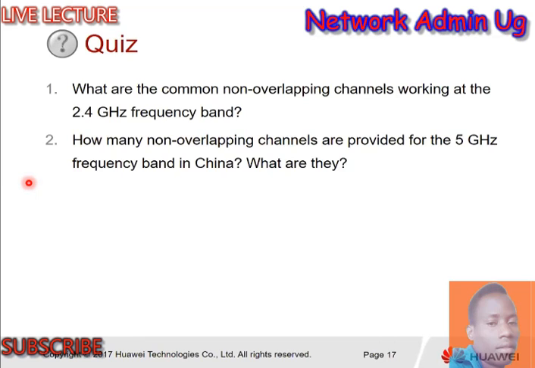Question number 2 is about the number of non-overlapping channels provided by the 5 gigahertz frequency band within China. We have looked at these. There are 5 channels. These channels include the 165, the 153, the 149, 157, and also the 161 channels. So that is much to talk about.